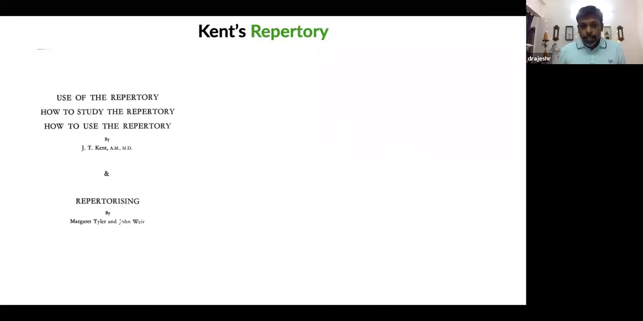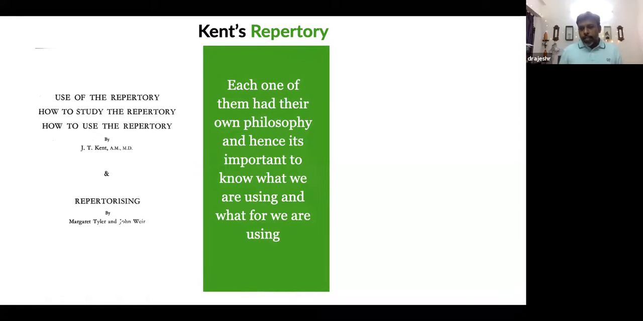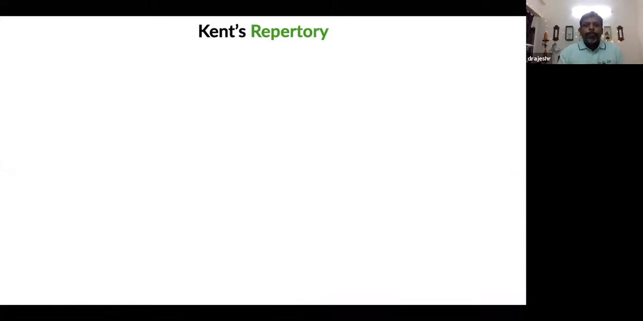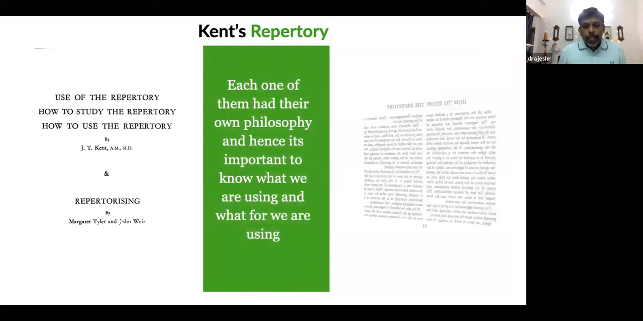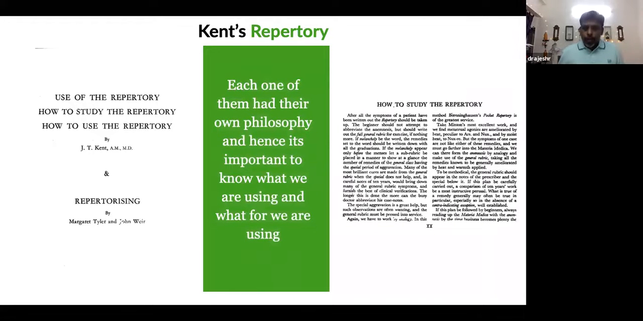Then comes Kent's repertoire, quite popular. Even in Kent's repertoire, there is this section, use of repertoire: why should we use the repertory, how to study a repertory, how to use the repertory by J.T. Kent. And there is a practical part to it. Repertorizing cases are being given by Margaret Taylor and John Weir. So each one has a different set of philosophical background. To understand it, it is good to read the introduction and preface, introductory notes, plan, construction, contents of it, all those things.